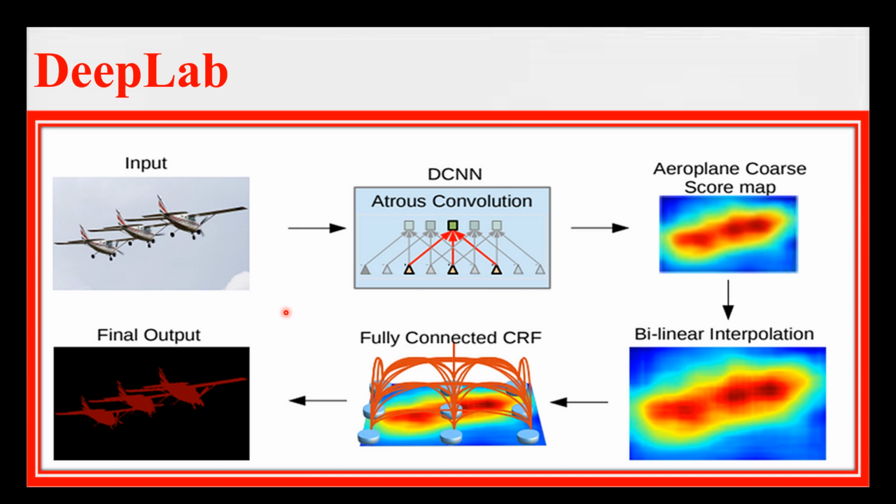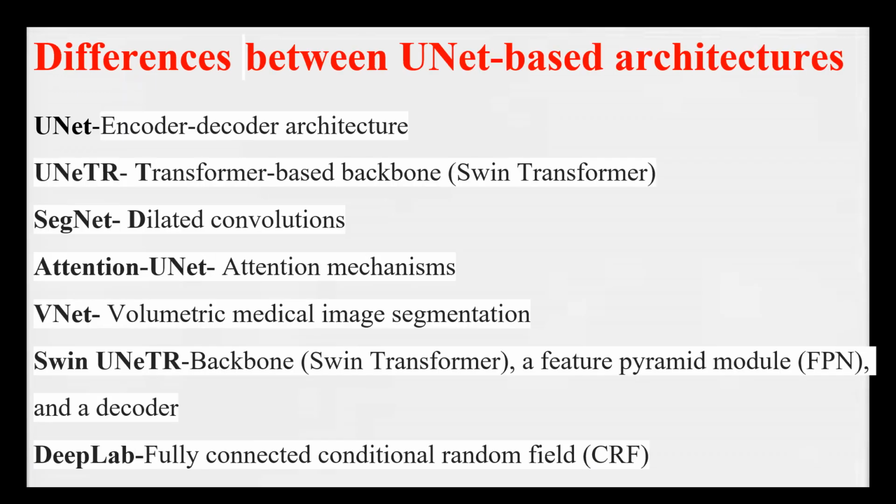So DeepLab is designed to be effective for semantic image segmentation tasks, providing accurate and efficient segmentation results. And the use of atrous convolutions, encoder-decoder architectures and conditional random fields allows DeepLab to capture contextual information, refine the segmentation results and produce high-quality segmentation outputs with a reduced number of parameters and computational cost, which makes DeepLab a promising method for various image segmentation applications.